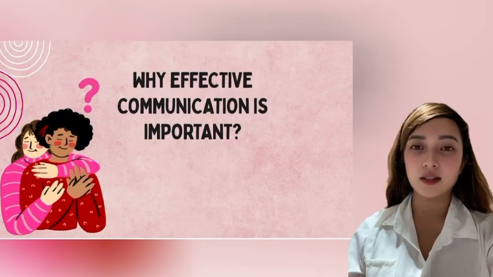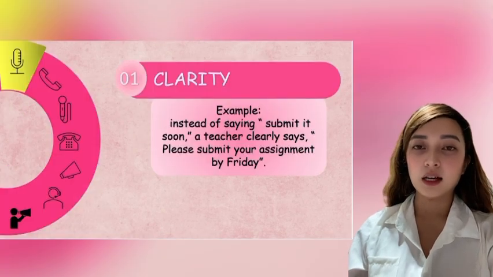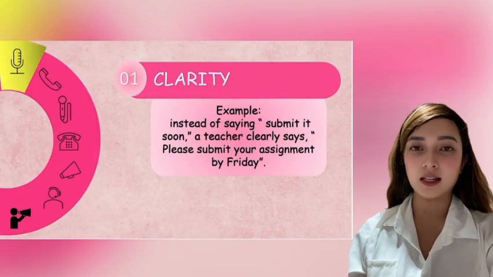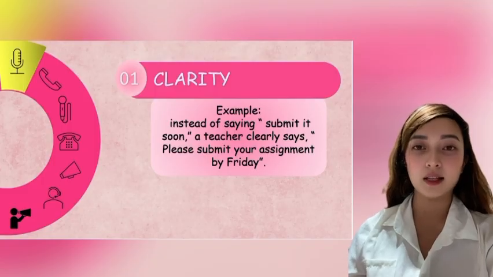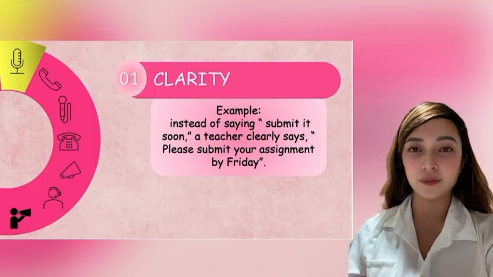So there are 7 C's of effective communication. The first one is clarity. Clarity means expressing ideas clearly and directly. For example, instead of saying "submit it soon," a teacher clearly says, "Please submit your assignment by Friday."